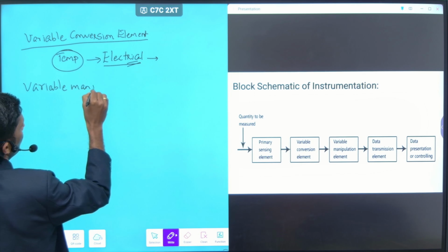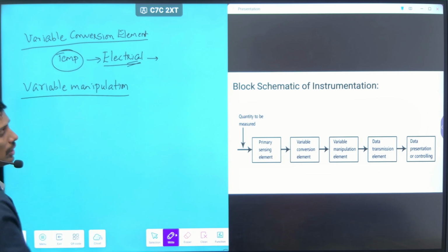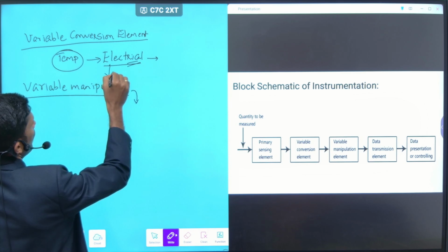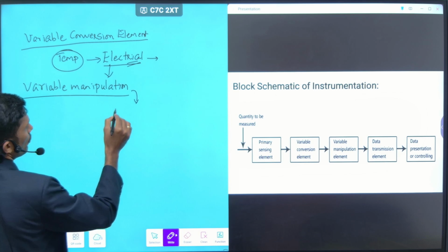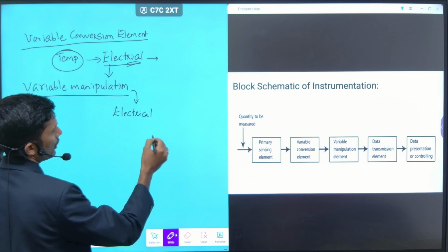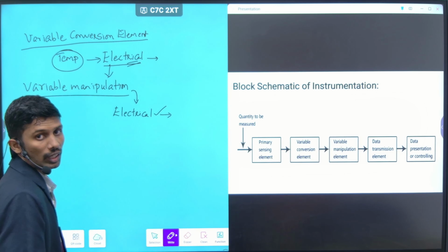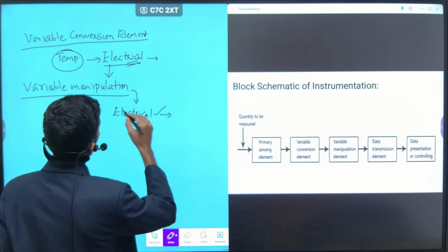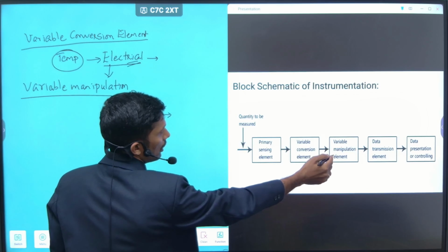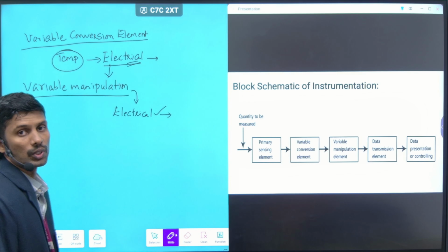Variable manipulation. In this variable manipulation element, the electrical quantity coming from the conversion element is manipulated without losing any data present in the electrical quantity. After that, the quantity can be transferred to the data transmission element.